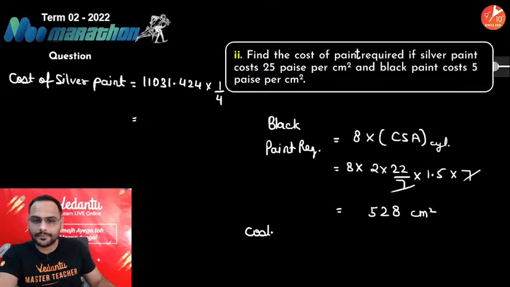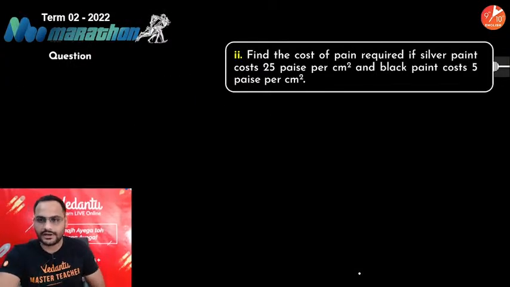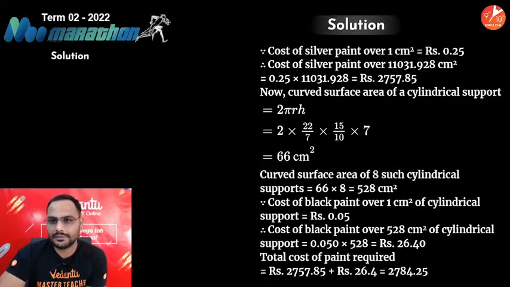So cost of black paint, what will be the cost of black paint? Cost of black paint will be 5 पैसे per centimeter square. So 528 into 0.05. Multiply कर लो, you will get your answer. ठीक है, multiply this, you will get your answer. Okay, clear है बच्चों?